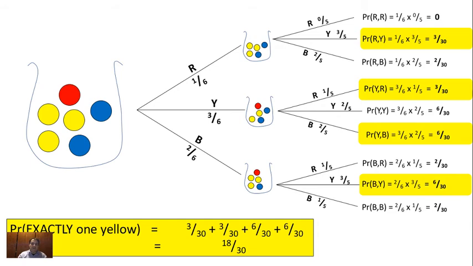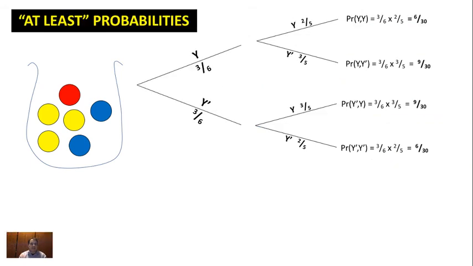I'm now going to look at "at least" probabilities, where they ask you what is the probability of getting at least 1 red or yellow or blue. I've simplified the diagram in this case, and now I'm just thinking about yellow or not yellow. So the probability of a yellow is 3/6. The probability of not yellow is 3/6, looking at the numbers of balls in the bag. Y dash means not yellow.